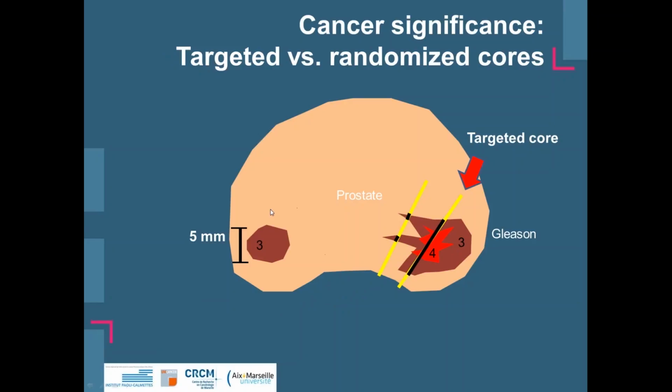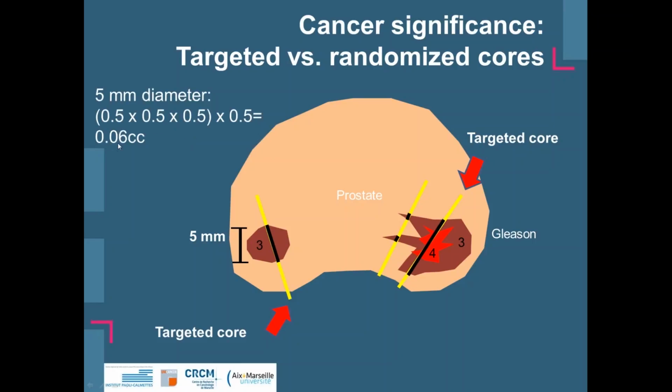And here just an example how the definition might have an influence on this. This is a small lesion, 5 millimeters in diameter, Gleason 3+3. If you would apply to a targeted biopsy the criteria of Epstein, not more than 3 millimeters, this would be a significant cancer because you have a 5 millimeter involvement. But in fact, it is only a 0.06 cc cancer, Gleason 3+3, definitely not significant. So here the risk is definitely overestimated due to the application of the wrong criteria to the wrong diagnostic approach in this setting.